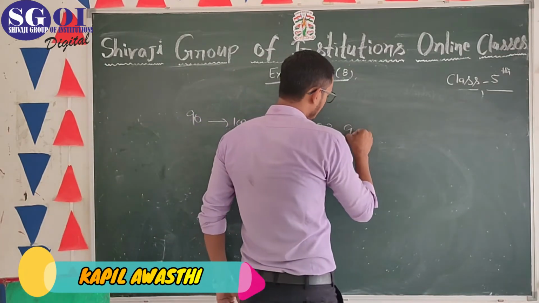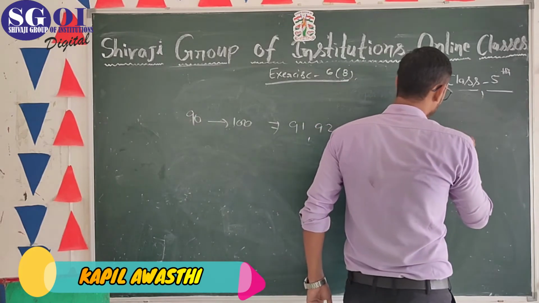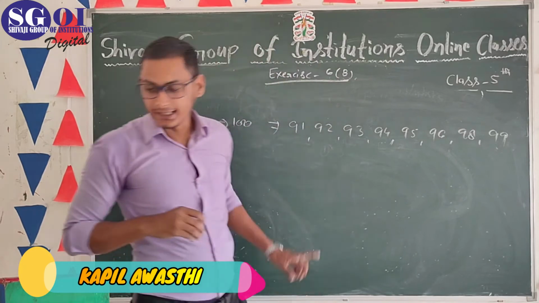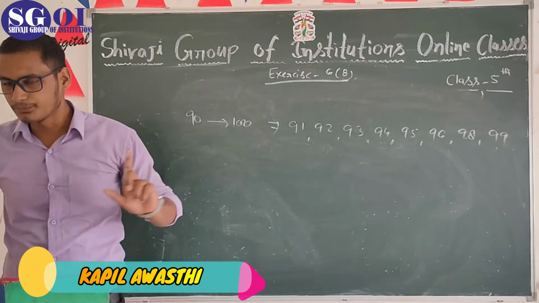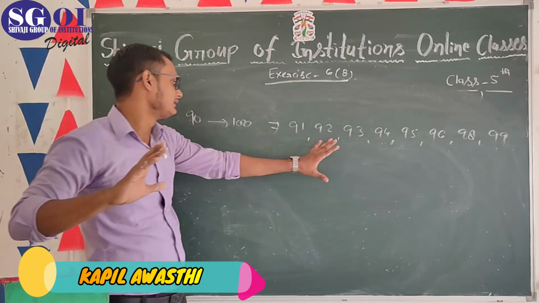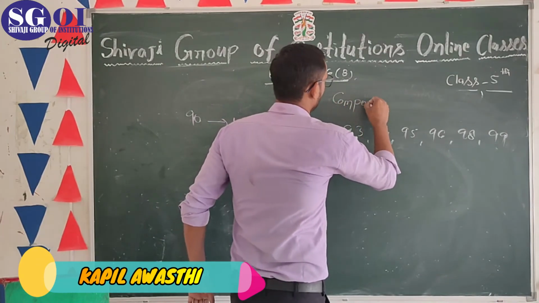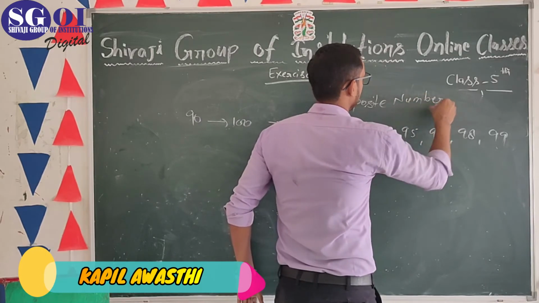They are 91, 92, 93, 94, 95, 96, 98 and 99. 97 is not a composite number. Understood? All these numbers are composite numbers.